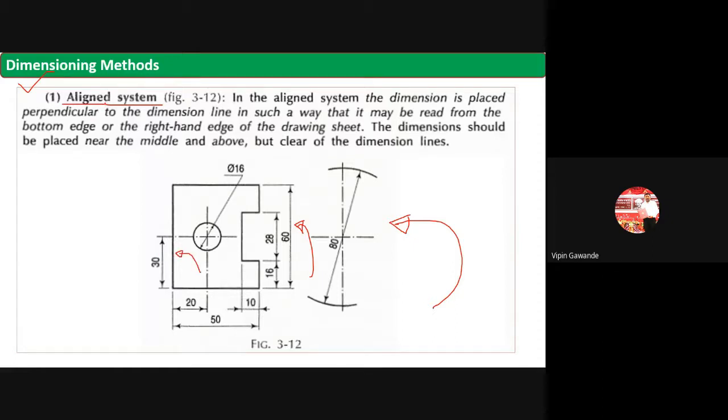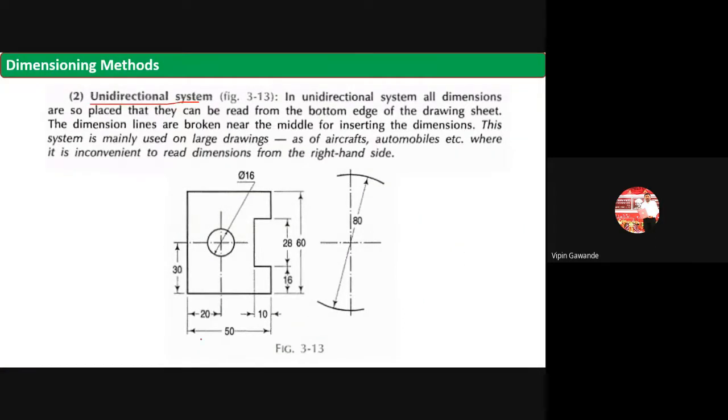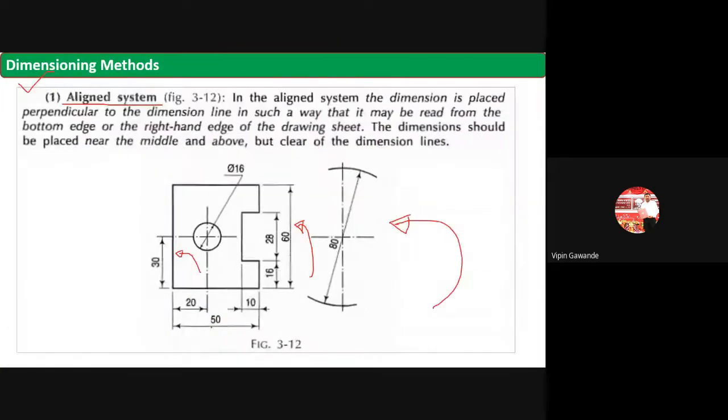So this is called the aligned system. Now, what is the difference between this and the unidirectional system? In the unidirectional system, the horizontal dimension is mentioned at the center. While in the aligned system, it is at the center but above the line.